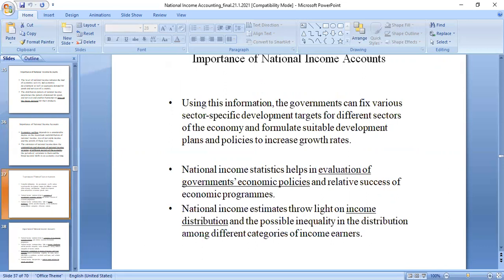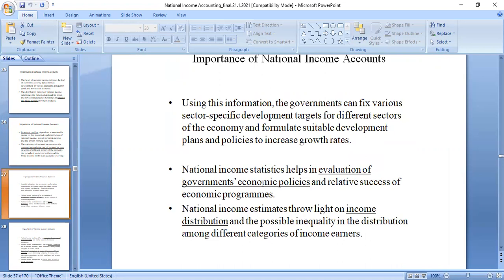So we have seen that this will guide the government in terms of making policies. For example, you see one sector is not performing well, and the government will get to know how best to invest in that sector and to help it. And the national income statistics also help governments to evaluate their economic policies.